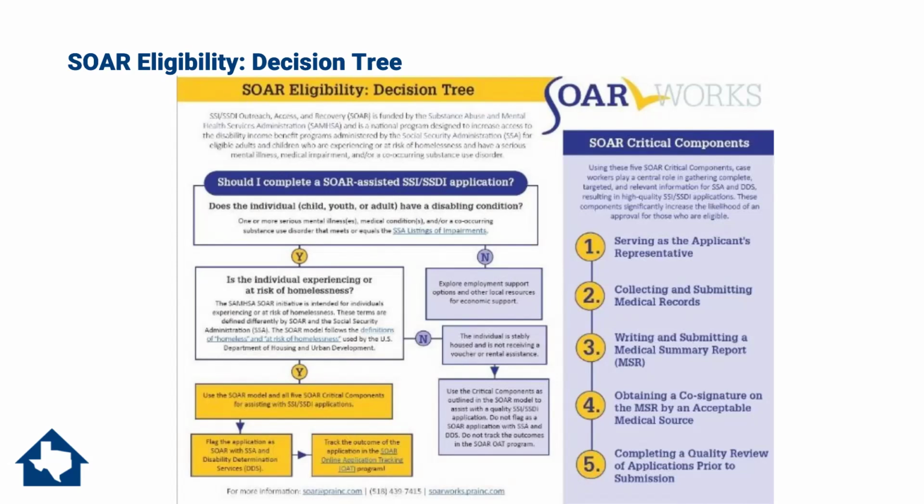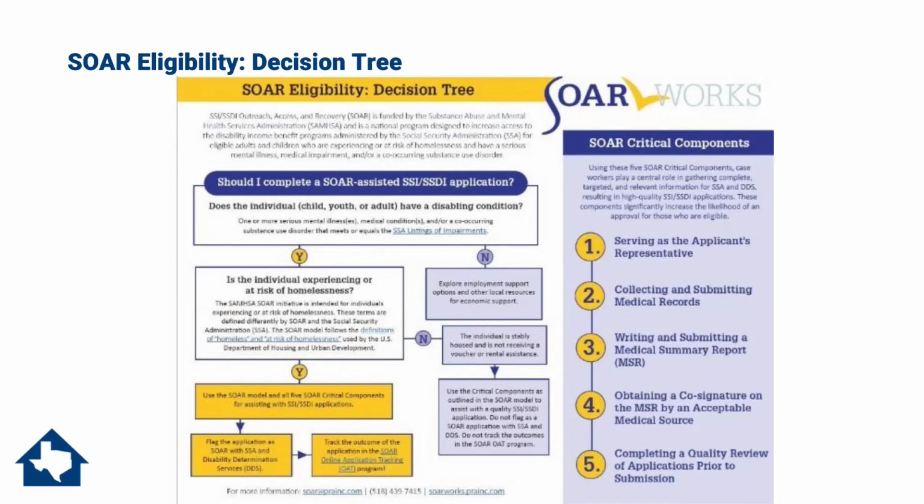If you're in a program such as a rapid rehousing project and you are working with someone who's been recently housed, SOAR is still a pretty good model to use for them because they're still going to be experiencing things that others may not. So again, here it's a yes or no decision. If it's a no, the individual is stably housed and is not receiving a voucher or rental assistance. That's the key to what I was saying before. You can also decide based on whether there's a voucher involved, like a Section 8 housing choice voucher, or rental assistance such as permanent supportive housing or rapid rehousing. Those can still make someone qualified to use SOAR-assisted applications.